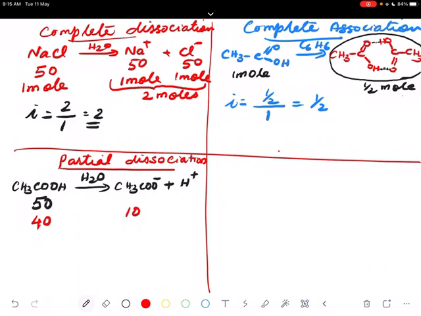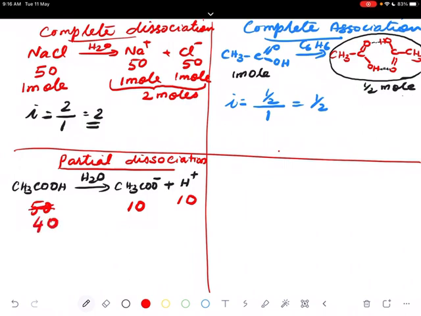Then here 10 acetate ion and 10 H plus ion, because 10 got dissociated. Look at that equation. When 1 gets dissociated, 1 CH3COO minus and 1 H plus are formed. If 10 get dissociated, 10 CH3COO minus and 10 H plus will be formed. We have taken 50 particles, but since it is partial, we say only 10. So here 10 will be there, 10 will be there. So here not 50, now here it is 40.